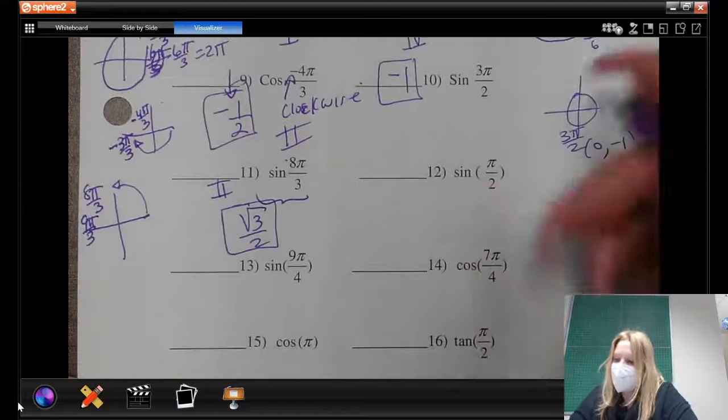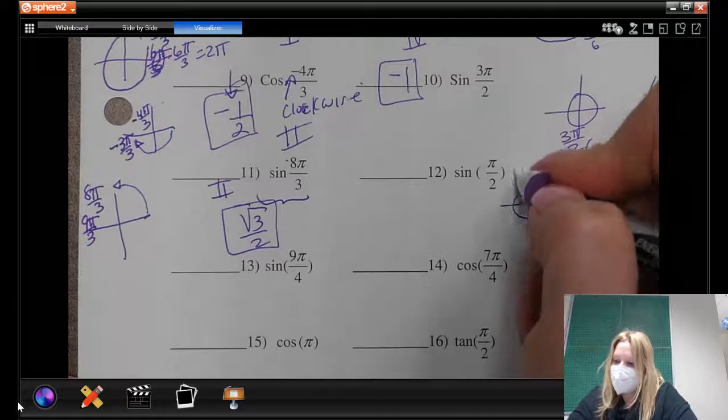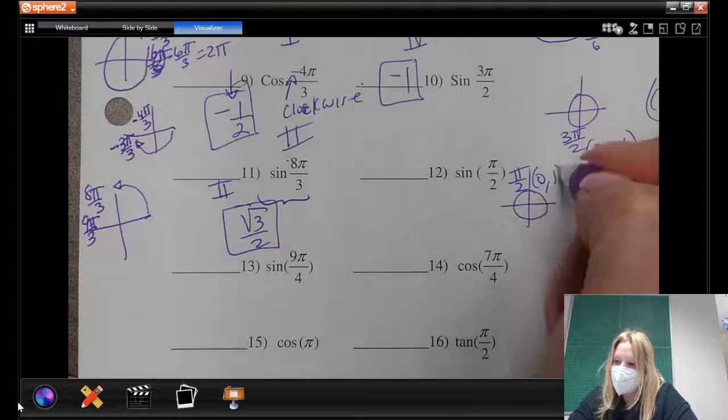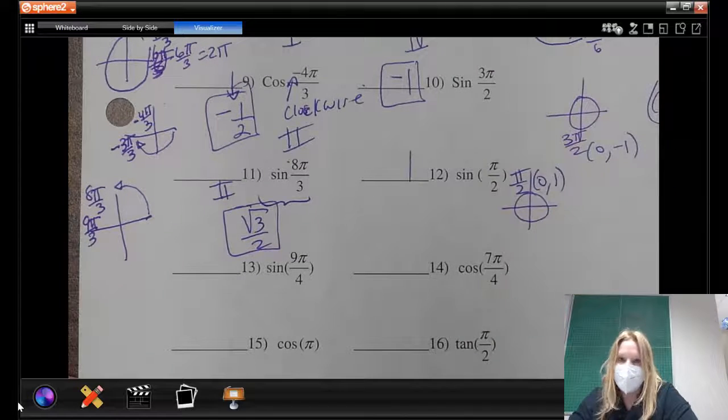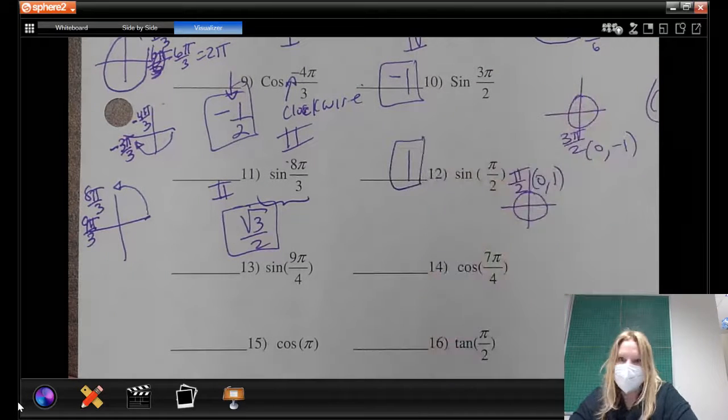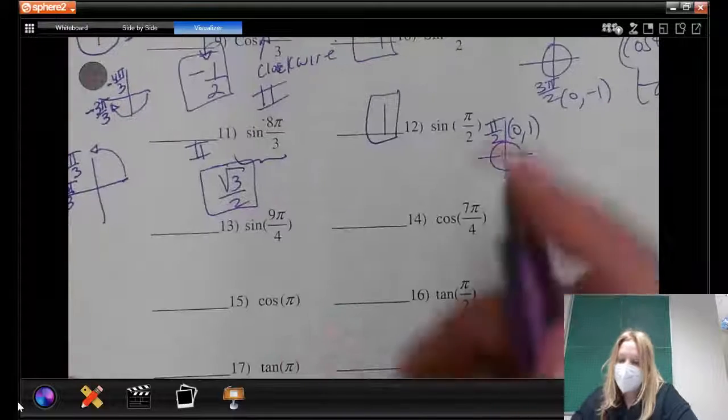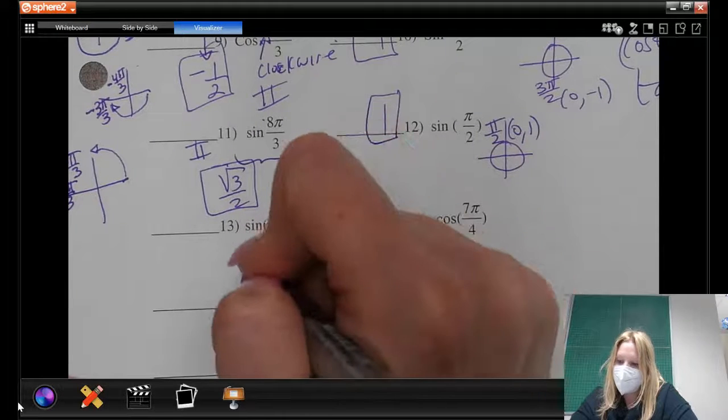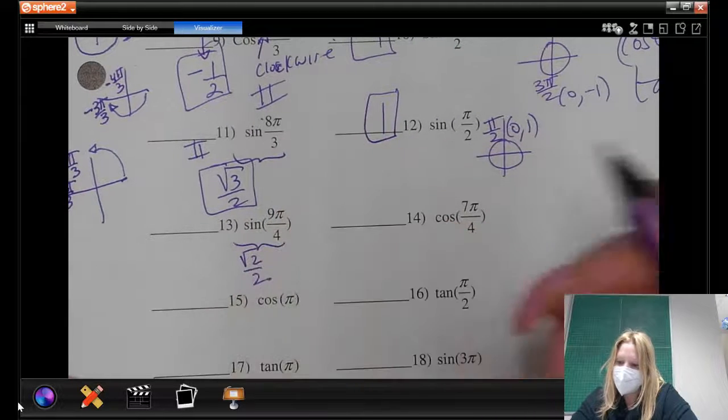Sine of pi over 2 is on the unit circle, 0, 1. Sine is the y-coordinate, so the answer is 1. Sine of pi over 4 is radical 2 over 2.